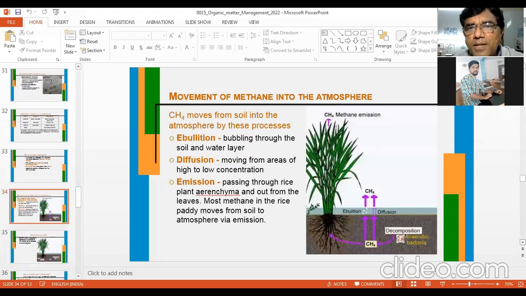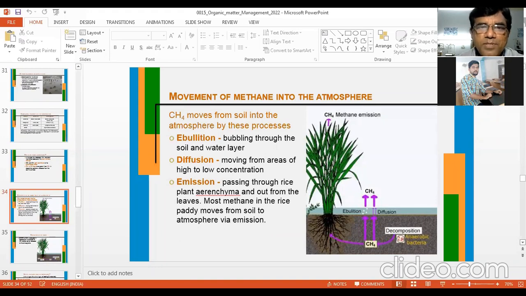Now, movement of methane into the atmosphere. Now you know that decomposition of organic matter in paddy soils under submerged conditions results in production of methane. So methane moves from soil into the atmosphere by three processes. Three processes are important through which methane produced in soil reaches the atmosphere. Number one is ebullition. Ebullition means bubbling through the soil and water layer.